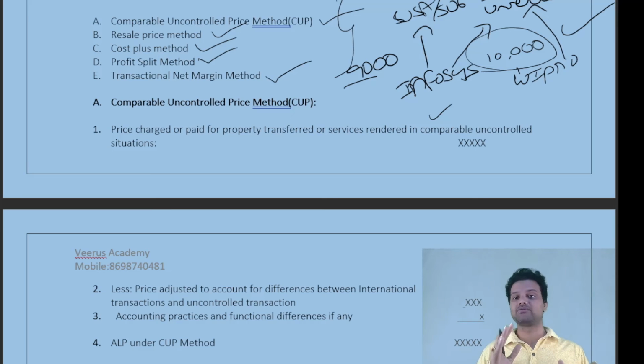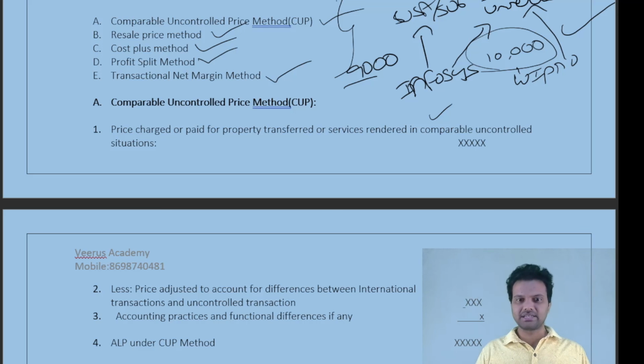If there are gaps in the accounting practices applied by Infosys and Wipro, those adjustments also we need to do. So there are two adjustments that we need to do after taking 10,000 as the arm's length price in this particular example. After taking 10,000 as the arm's length price, if there are any warranty related, discount related, or any other transaction level related differences, we need to adjust. That is adjustment number one. Adjustment number two, if there are accounting practices related differences, that adjustment also we need to do. Whatever amount comes, that amount can be said to be the arm's length price.